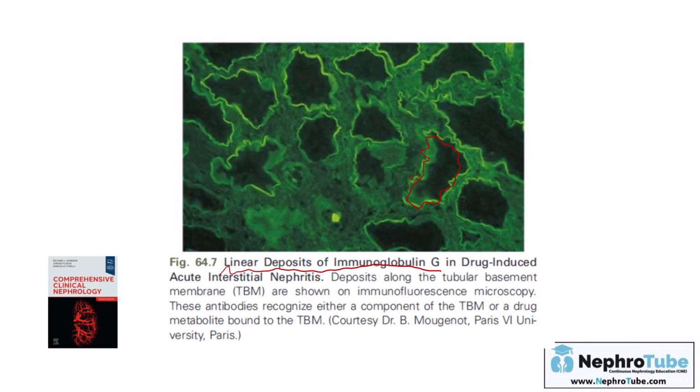What is IgG directed against? In some references, they mention that the IgG here is antibodies against a component of the tubular basement membrane, and in other evidence the IgG is directed against a drug metabolite that bound to the tubular basement membrane. So the drug metabolite bound first to the tubular basement membrane, and this is attacked by the IgG. But usually this is not needed to diagnose acute interstitial nephritis.